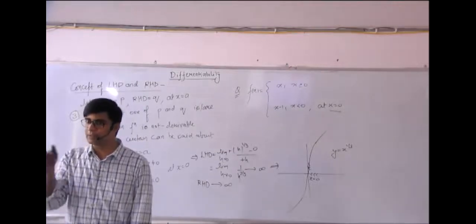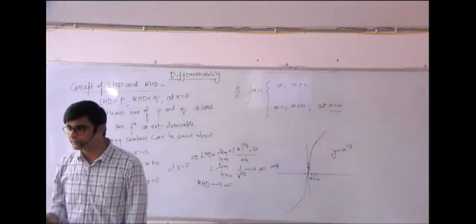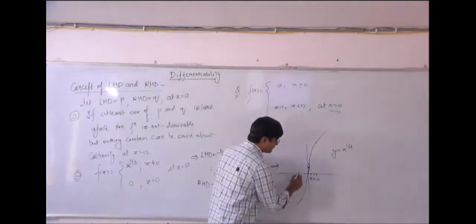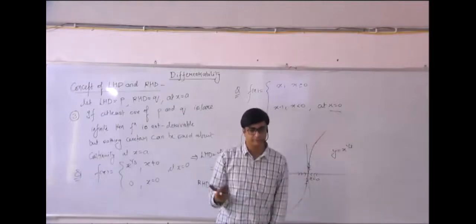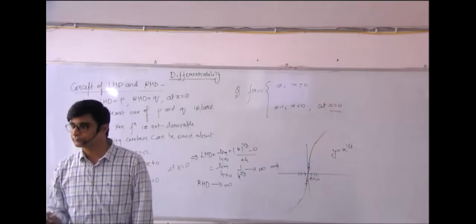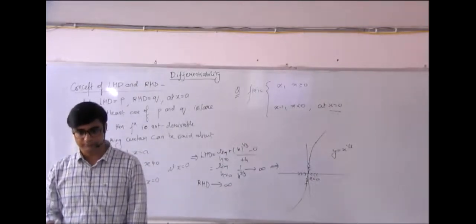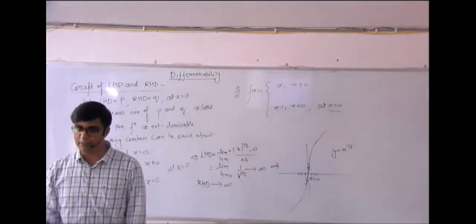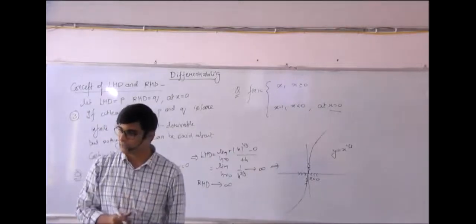Is the y axis making an angle of 90 degrees or not? Tan 90 is what? Infinity. So from the right hand side it is infinity. Again from the left hand side, the y axis tangent is again infinity. So the left hand derivative and right hand derivative both are infinity. That means both are not finite. But the function is continuous.